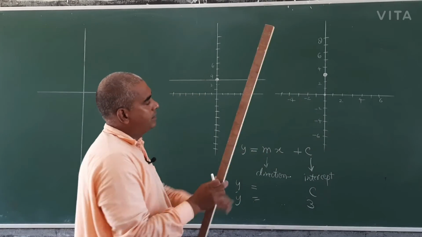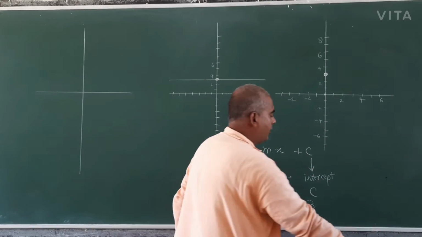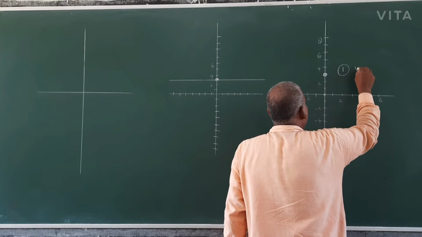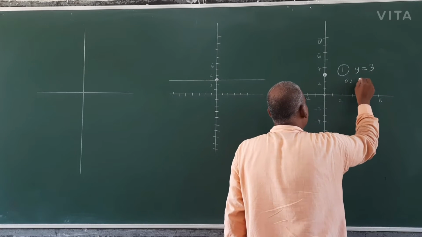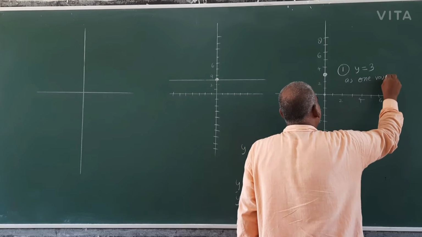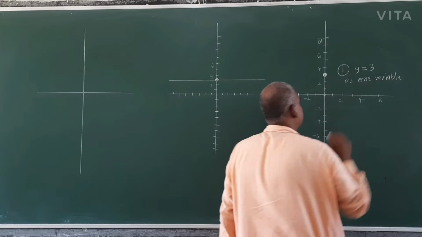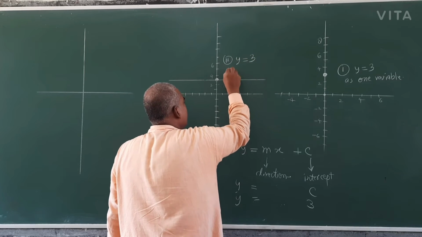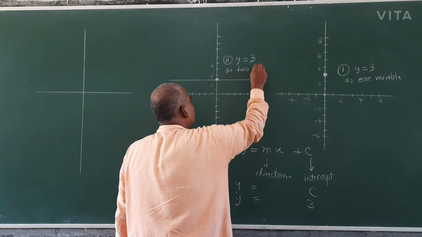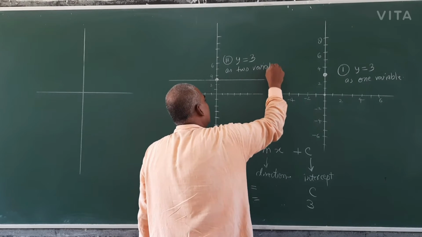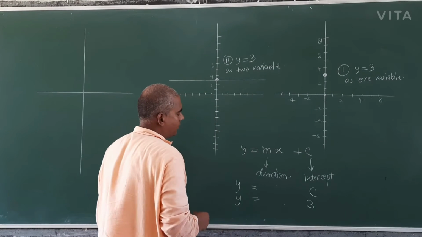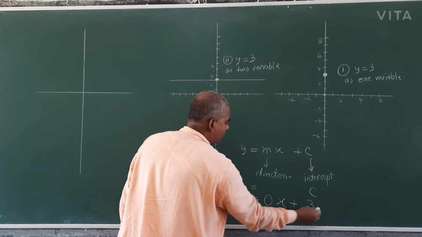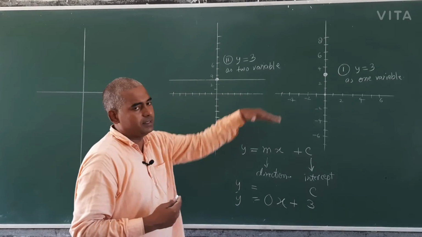Yes, this is the figure for the one variable, you draw it. This is for the first: y is equal to 3 as one variable, means a point. And this is the second figure, y is equal to 3 as a two variable. A two variable means what? y is equal to 0x plus 3. So 0 means parallel to the x-axis.